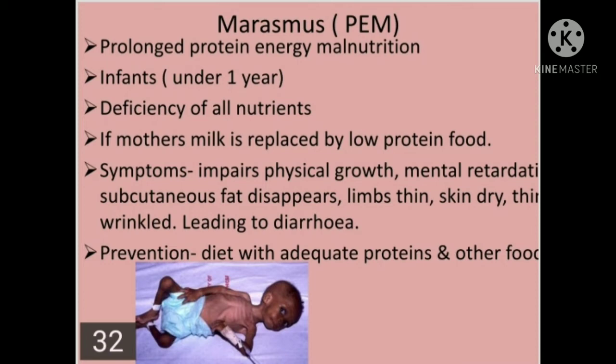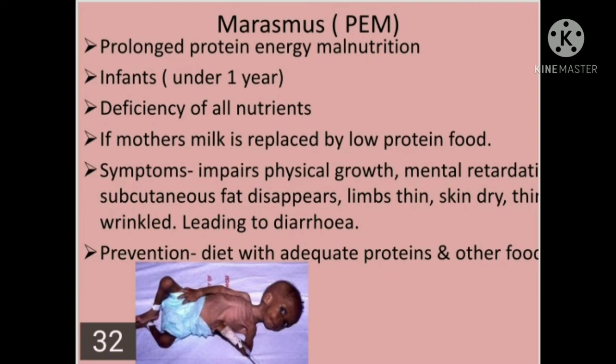Then coming to the symptoms. Its symptoms are impaired physical growth. The physical growth will not be proper. Mental retardedness will be there, like mental health will not be proper. Then subcutaneous fat disappears. In the picture you can see a child, and how prominent his ribs are looking. So this is called subcutaneous fat disappearing.